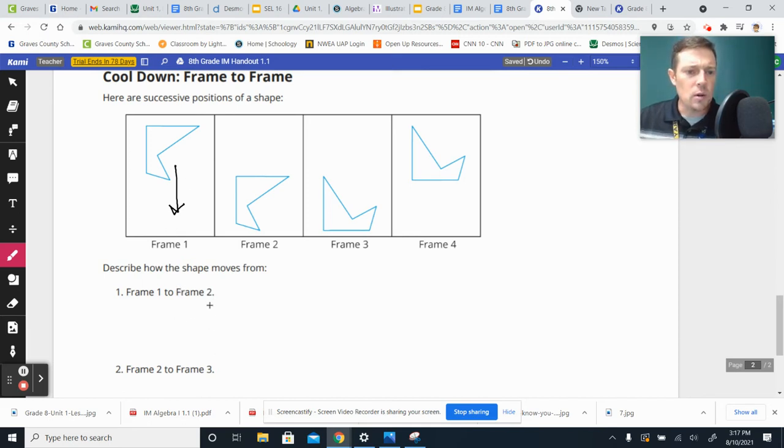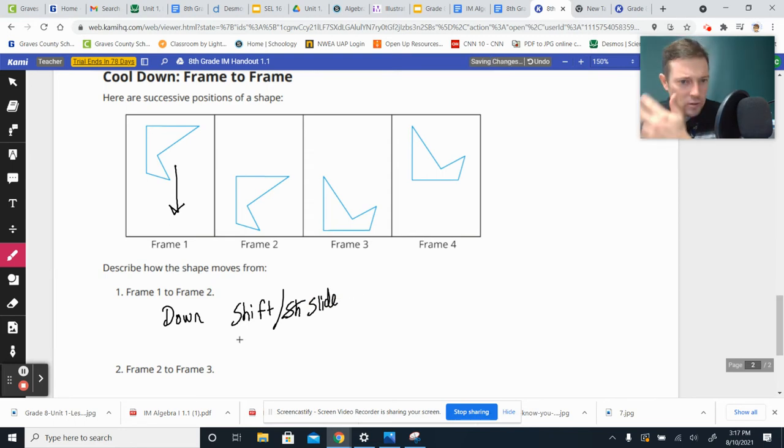So keywords that you want to throw in there, definitely you want to have something to talk about it going downward. You want to use a word like shift or slide. And, excuse me, not shift or slide. Slide doesn't have an SH to start it. It's slide. And something along those lines, right? Bottom half. You could even talk about that. It's going down to the bottom half. And let's go to the next frame.